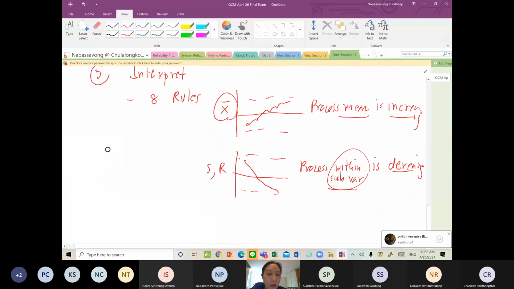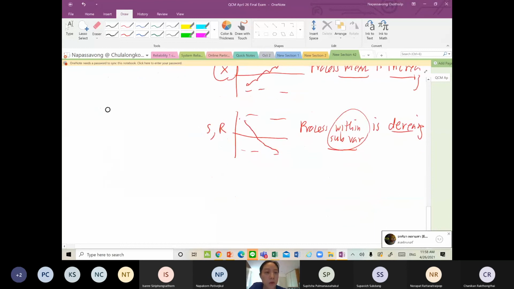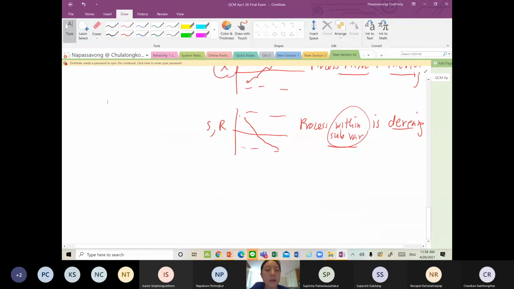Okay, so that's all for the control chart content. Next, PCA, process capability. We have many indicators: reject rate, or defective rate. It's easy to calculate, which I showed you before.